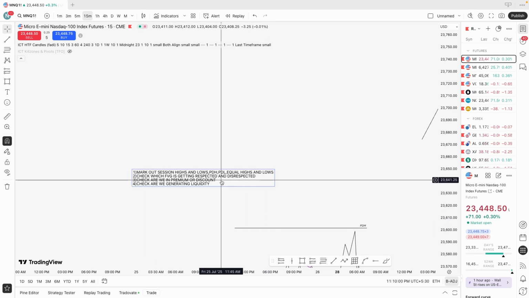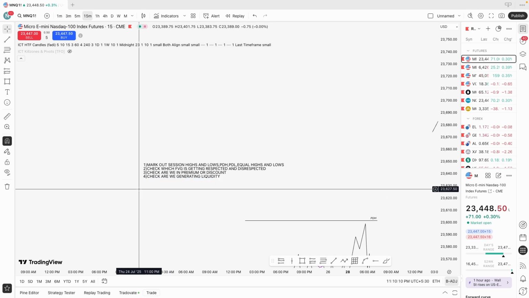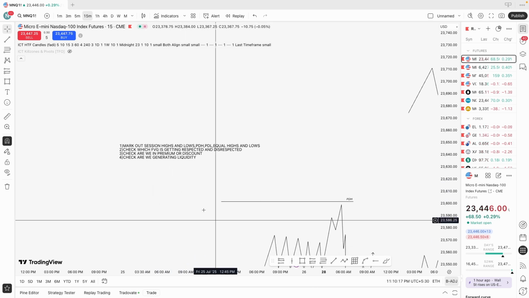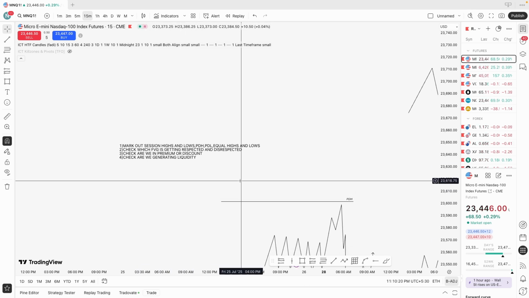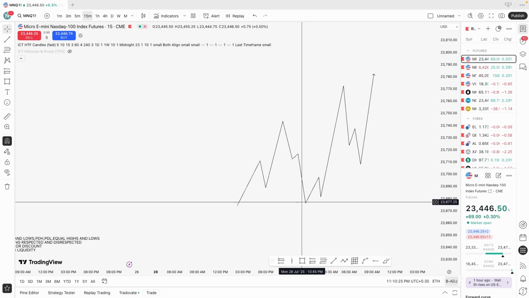And after you mark out these things, then you're gonna check whether the fair value gaps which are present are getting respected or disrespected. I'll teach you guys how to find this later, okay? And then we're gonna find, are we in a premium area or are we in a discounted area? And after that, we'll check if we are generating any sort of liquidity so that we can target it later. With that, I'll begin the process which we're gonna do.